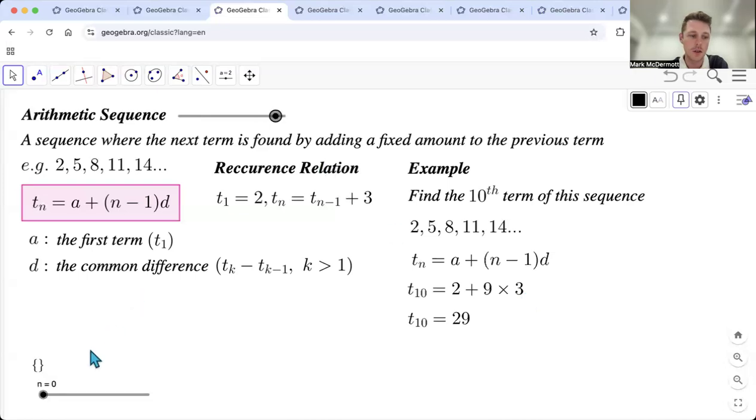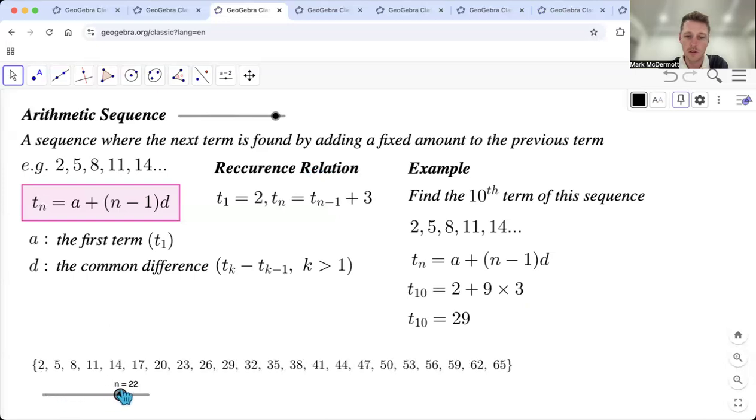And sure enough, if I generate that sequence down here, this is the sequence that we're talking about, up to n being 30. So this is the 30th term. And sure enough, the 10th term is 29. 1, 2, 3, 4, 5, 6, 7, 8, 9, 10. Okay, so that is an arithmetic sequence, recurrence relation, and the nth rule.